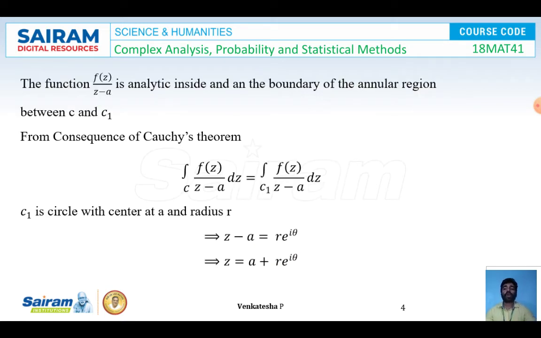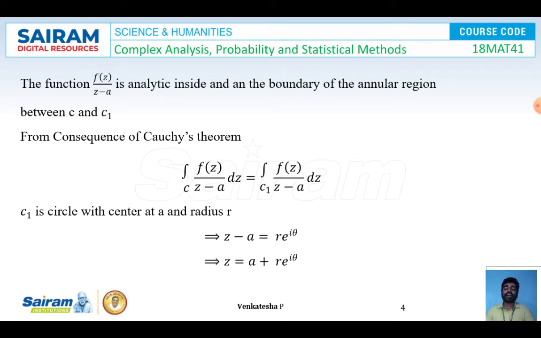Now we can say that the function f of z by z minus A is analytic inside and on the boundary of the annular region between C and C1. Now from the consequences of Cauchy's theorem, we have the formula: the integral over C of f of z by z minus A dz will be equal to the integral over C1 of f of z by z minus A dz. Here I am using consequence number 2.